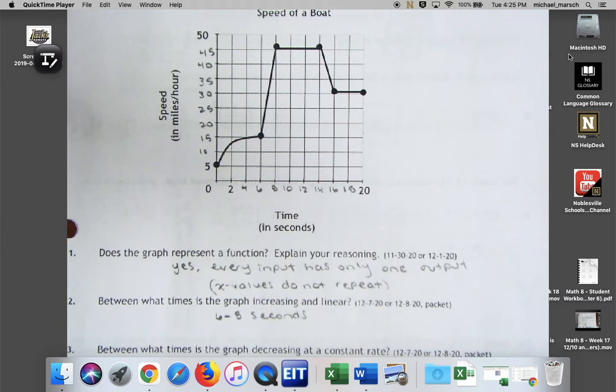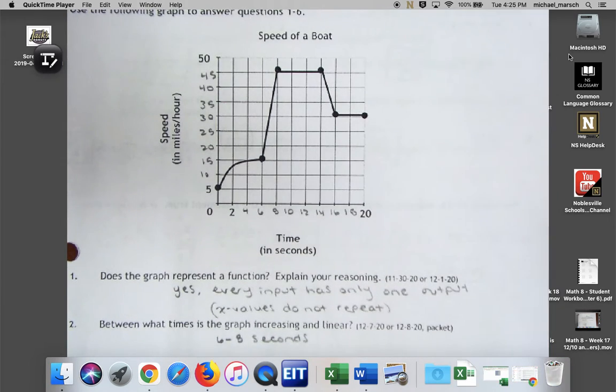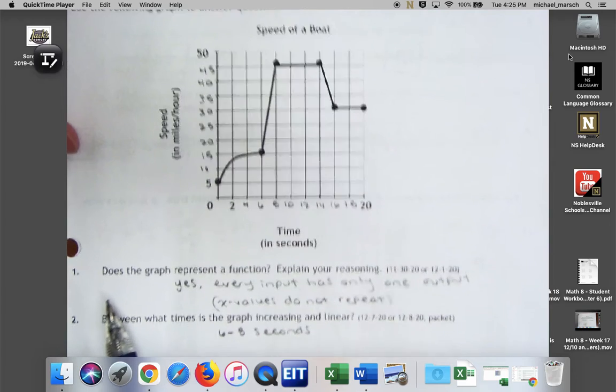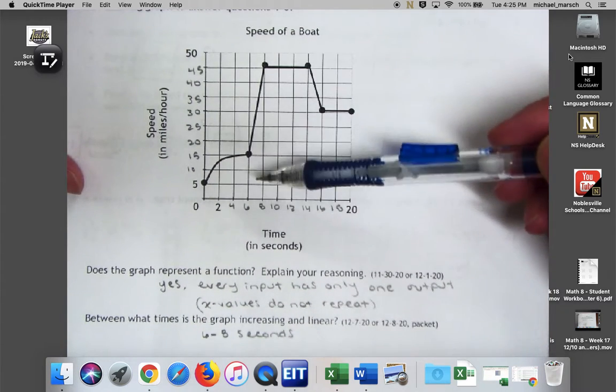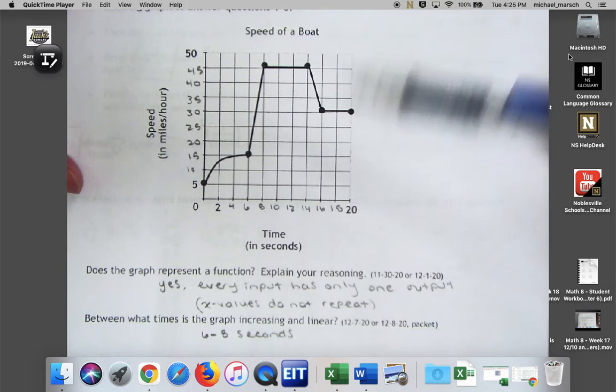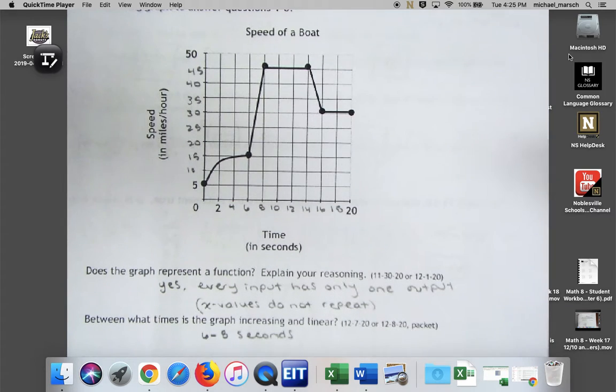Okay, so this first question should look familiar. It's just what we got done doing. So if you look at number 1, it says, does it represent a function? Well, yes, it does, because I could do the vertical line test, right? No x values repeat. All is good there.